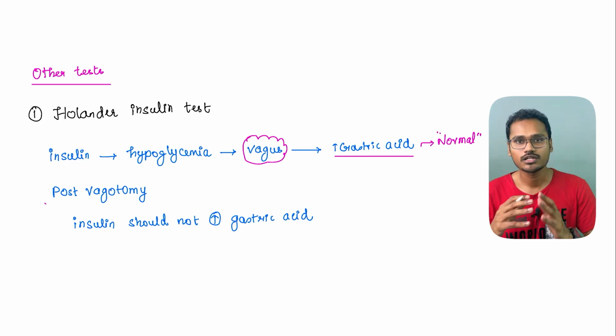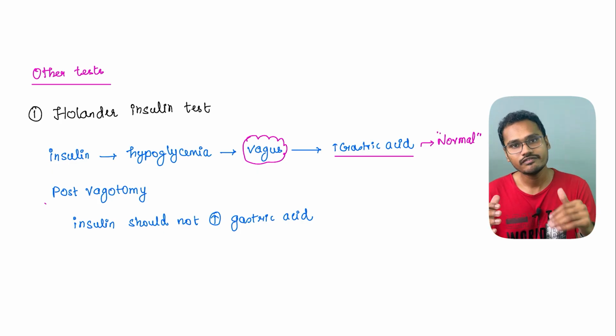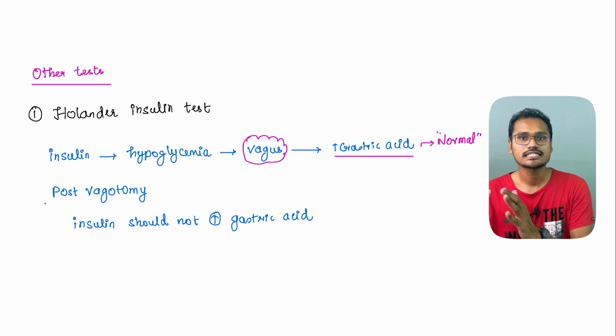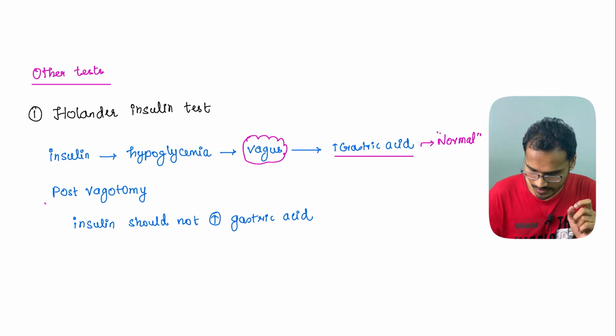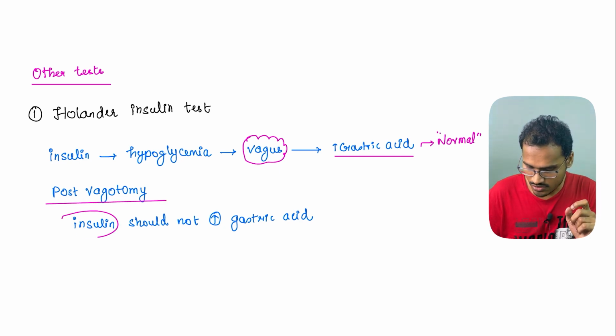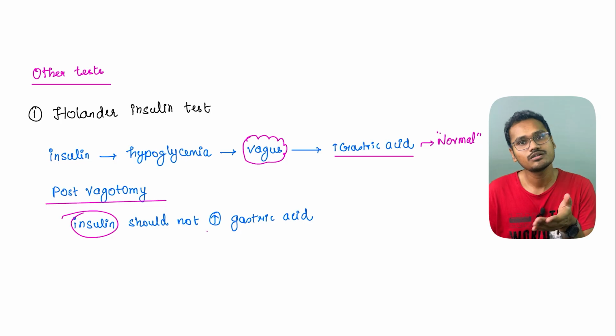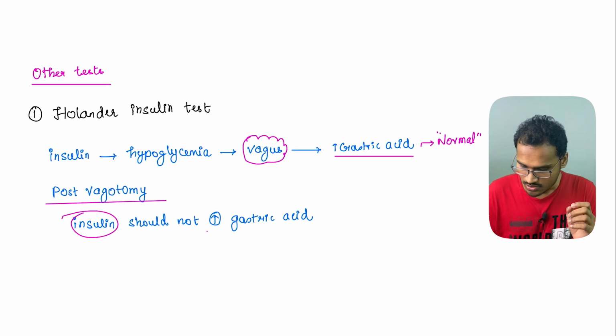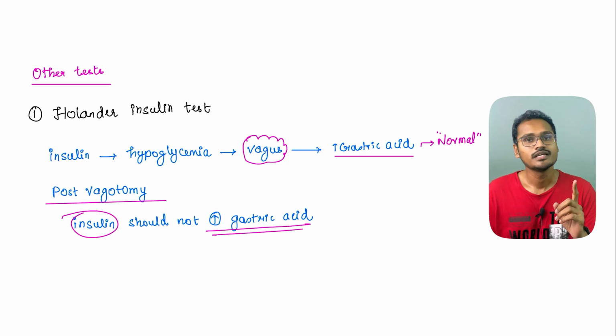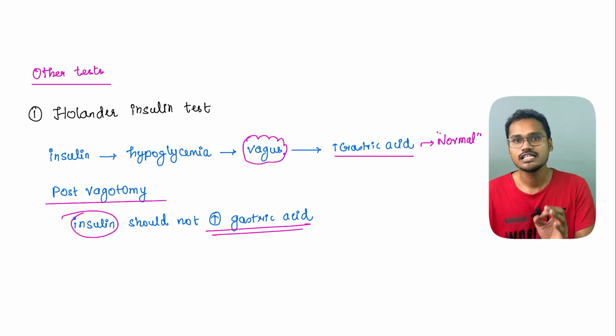Suppose if you do a vagotomy in this patient, what is going to happen? Even if I give insulin, the gastric acid should not be produced. So post vagotomy, even if I inject insulin, because vagus should be there to produce the gastric acid, the gastric acid increase should not be there. To test the completeness of the surgery, they will do this Hollander insulin test.